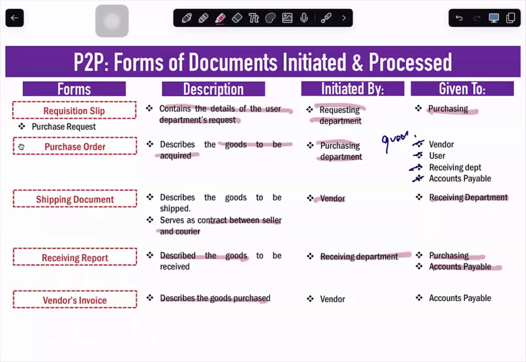Next, we have your vendor's invoices. It describes the goods purchased. Again, it comes from your vendor, and it will be given to your accounts payable. For the accounts payable, we said it now prepares the accounts payable voucher together with the different attachments, which includes the purchase requisition, purchase order, the receiving report, and the vendor's invoice.